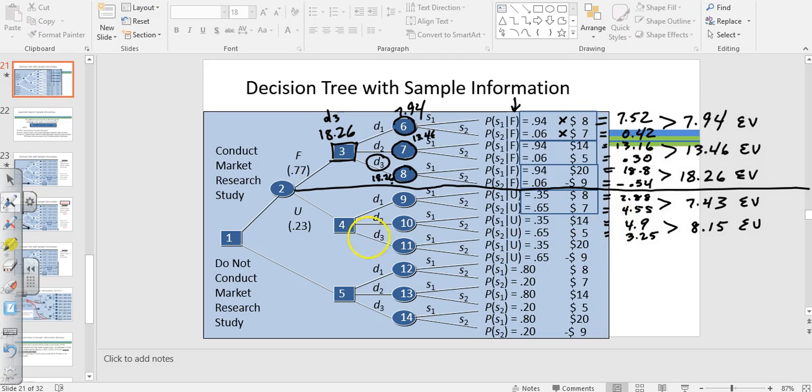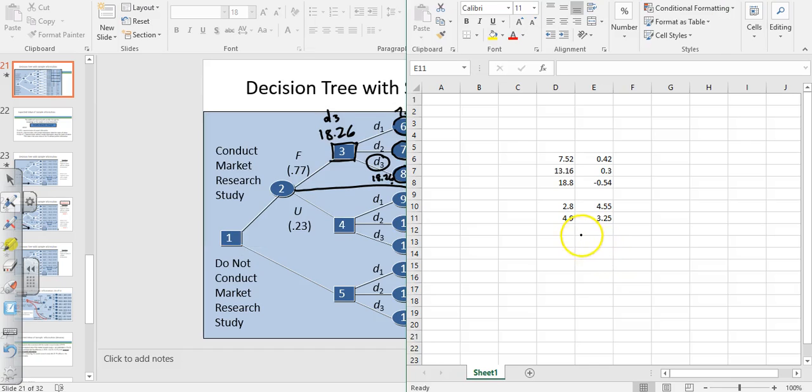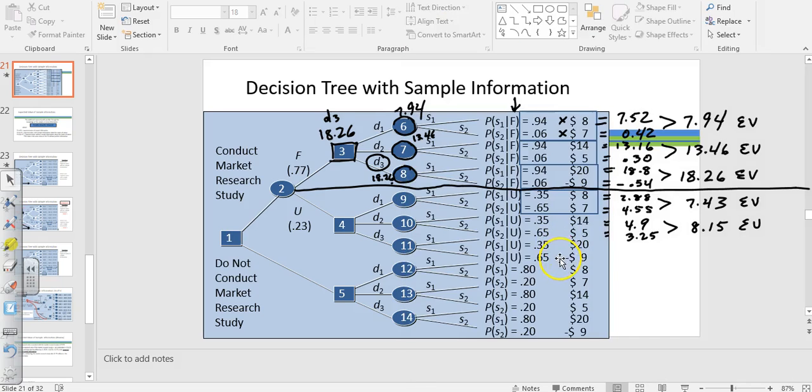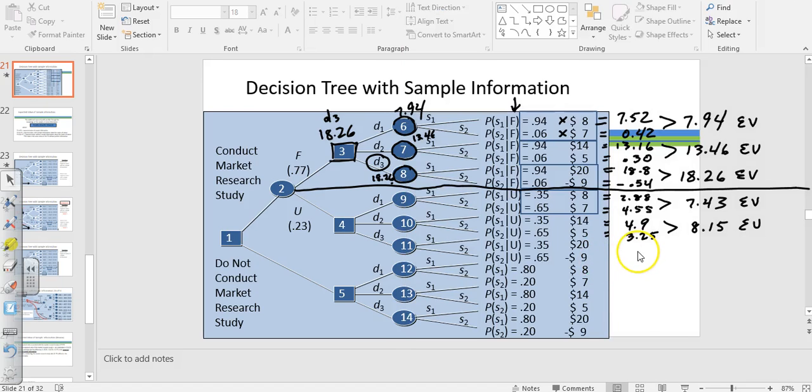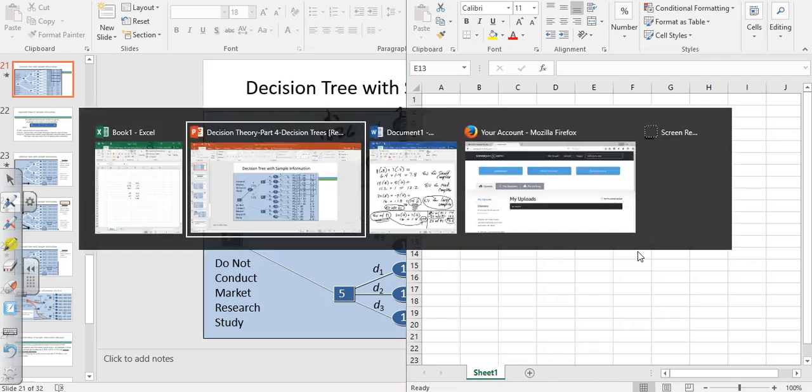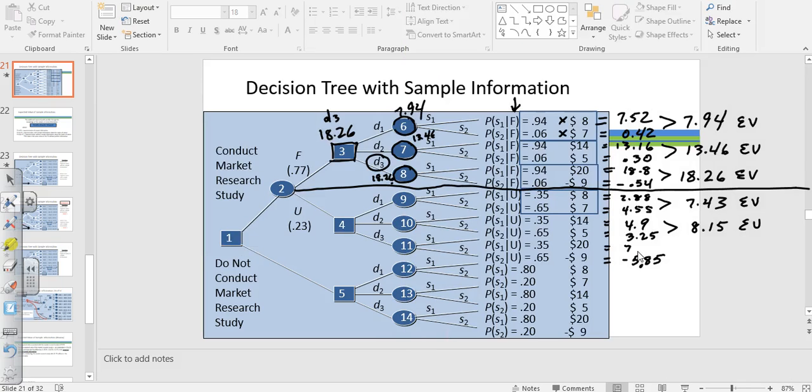And then we'll do the same thing for the last decision. 0.35 times 20, and 0.65 times negative 9, which is negative 5.85. So let's put the information in here. Equal sign 7, equal sign negative 5.85. And then we add them together, and that gets us 1.15. Okay, and just reminding ourselves that this is the cutoff.